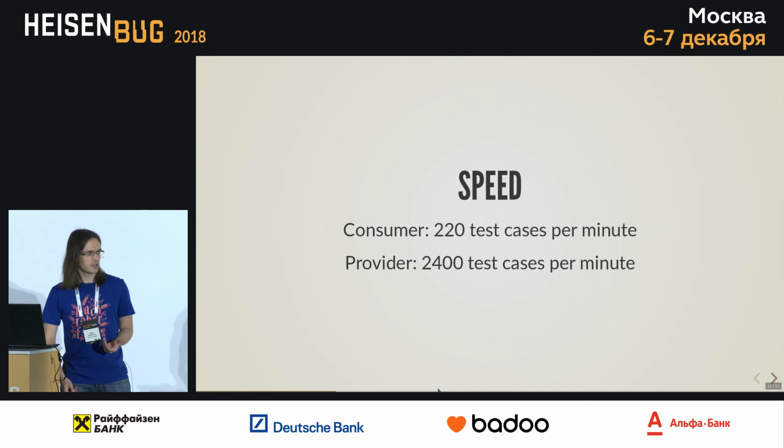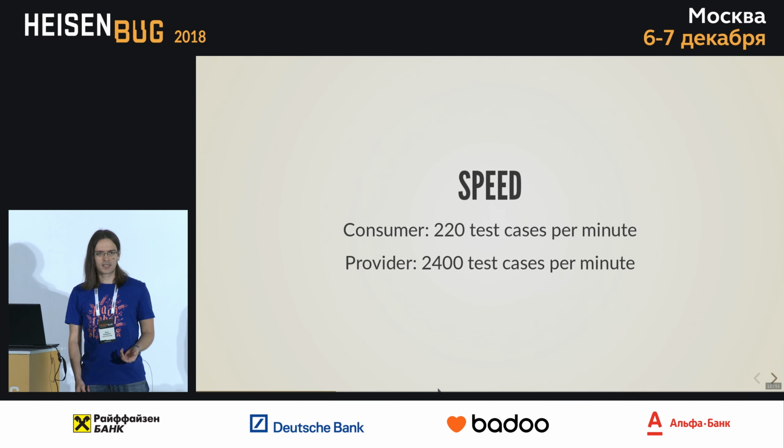And by the way, why the difference? Well, on the consumer side, as your test is run, it in the meantime generates the JSON file with contract. And it does some merging between different interactions. So this is why the test is a bit slower.